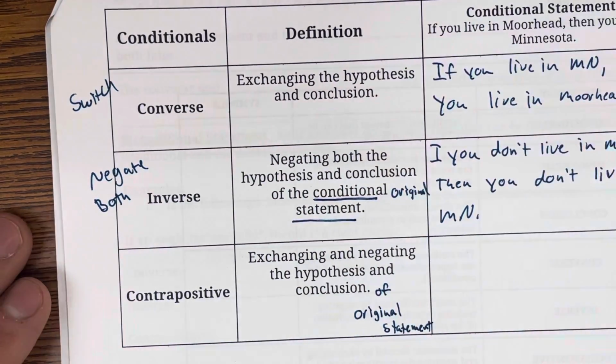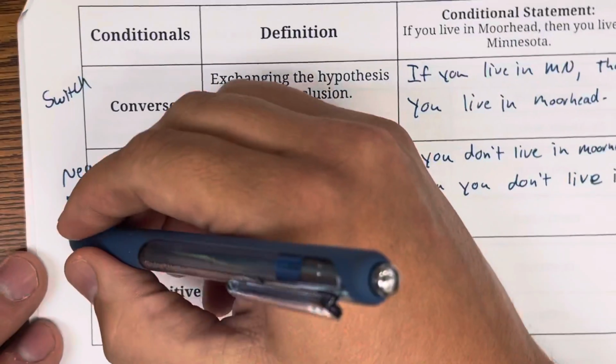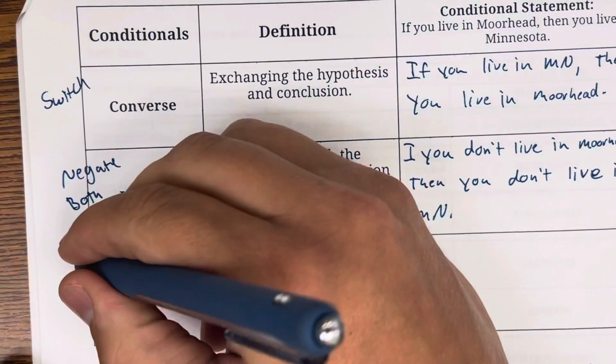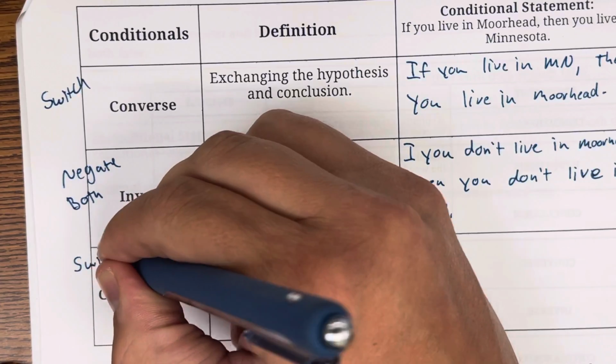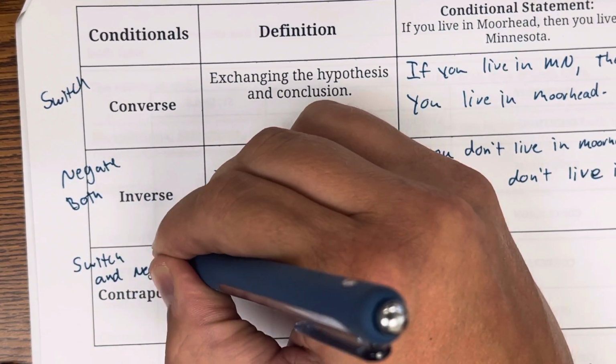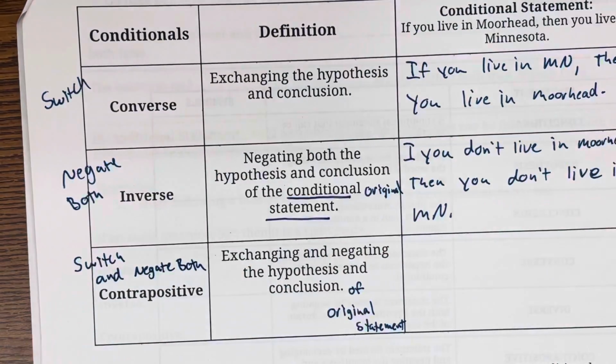The contrapositive is done by exchanging and negating the hypothesis and conclusion of the original statement. So I got to go back to the beginning. All right, so in this case, my shortened version is switch and negate. So I flip the order, switch them, and negate both. That's how I remember.